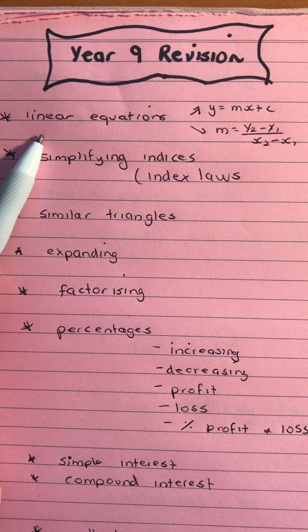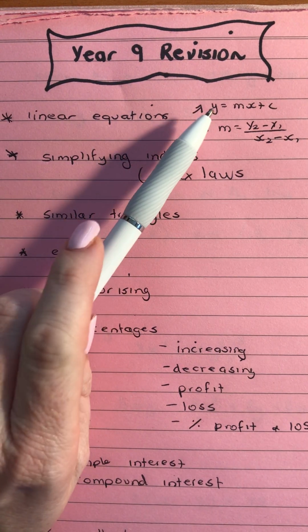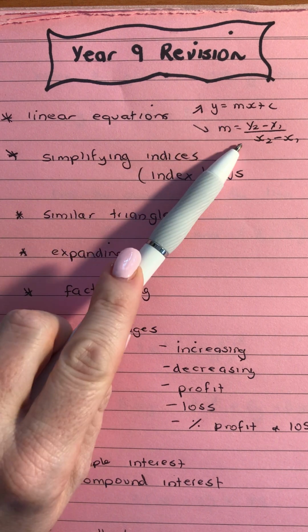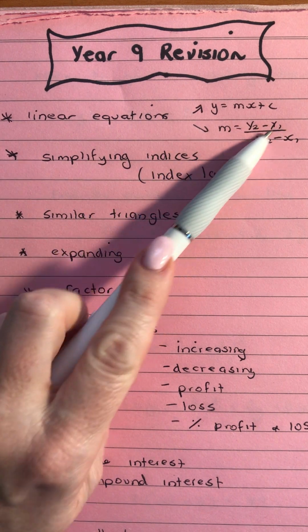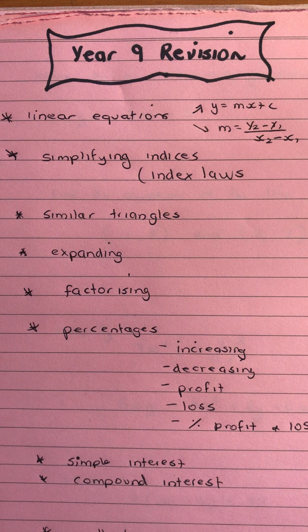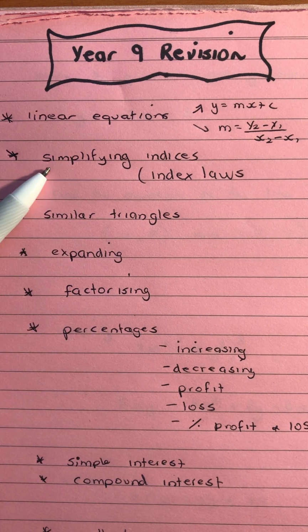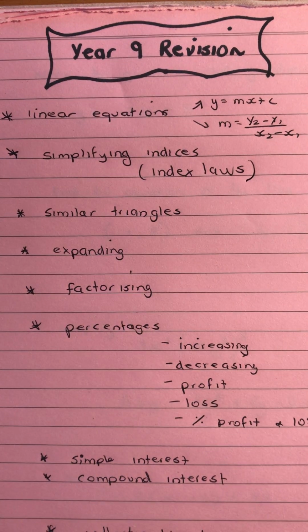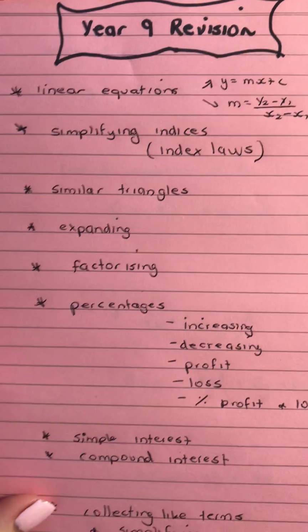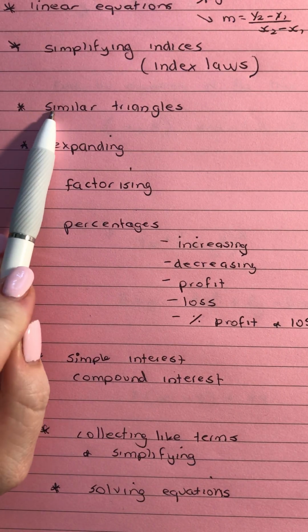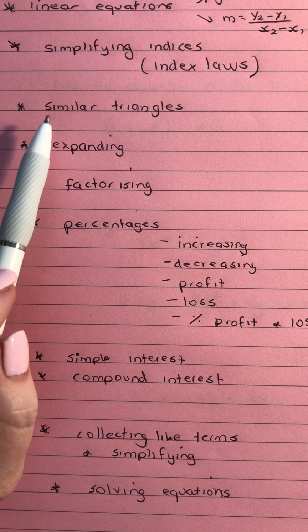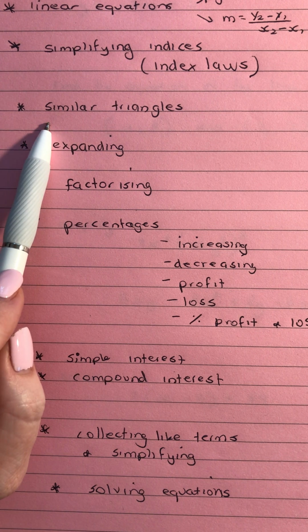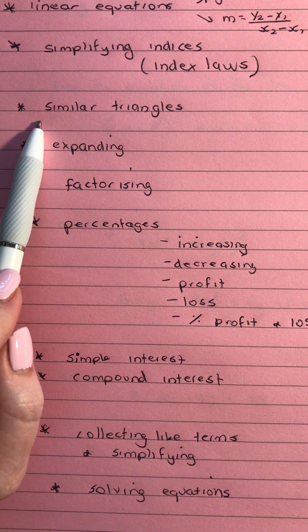So we've got linear equations. We need to know our y equals mx plus c, and we need to know that our gradient is y2 minus y1 over x2 minus x1. So we need to be able to use that and find gradients, find equations of lines. We need to be able to simplify indices using our index laws, so that's back to our Term 3 work there. We need to be able to identify or prove similar triangles, and also find scale factors, and find missing values on our similar triangles.